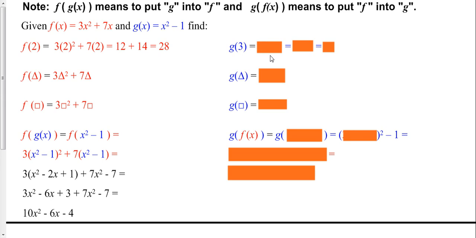When we're looking at g of 3, we need to take 3 and plug it into our g. So we take our input squared minus 1, so 3 squared minus 1, and simplify that down. G of triangle means you go to function g and replace your input with triangle. Same thing with g of box. Go to your function g and replace your input, which is your x, with a box.